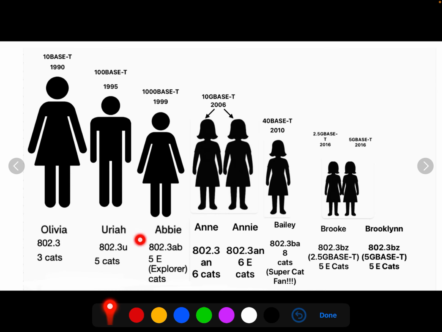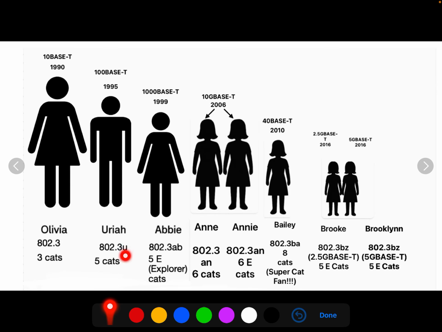So basically, the names are based on these 8.3 naming conventions. Some are not that obvious, like Olivia, for example. There's not even a letter after. The reason I named her Olivia is because that's the original standard. So I wanted a name with O, and thought Olivia is a nice name. So I've given this person the name Olivia to represent the original 8.3 standard.